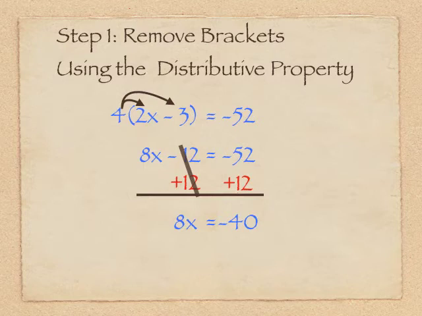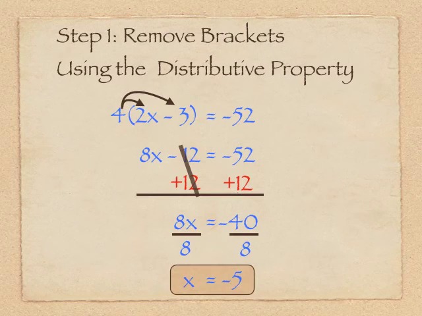The inverse of 8 times x is to divide by 8. Do that to both sides. And the 8 over 8 cancel out. Sorry, I forgot to put the line in there, but we get x equals negative 40 over 8, and that answer is negative 5. 40 divided by 8 is 5. One negative, one positive, the answer is going to be negative. So in this equation, x is equal to negative 5.